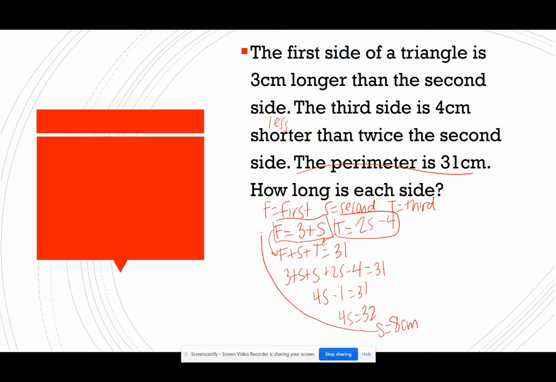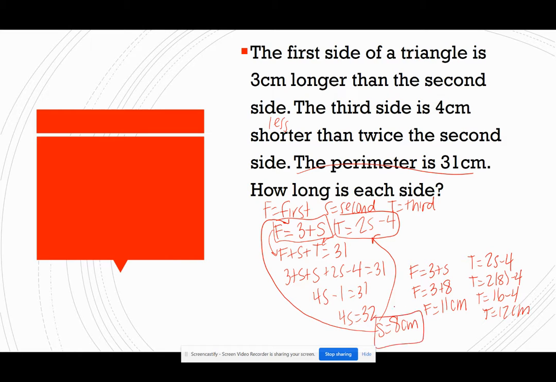Plug it back in to find F. So F equals 3 plus S, so F equals 3 plus 8, so F equals 11 centimeters. Do the same thing for T. T equals 2S minus 4. T equals 2 times 8 minus 4. T equals 16 minus 4, so T equals 12 centimeters. For my final answer, I'll get 8, 11, and 12.